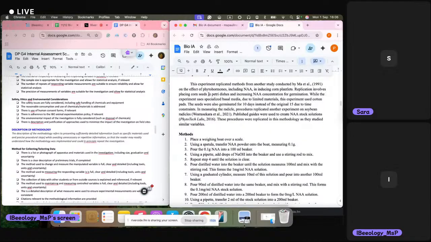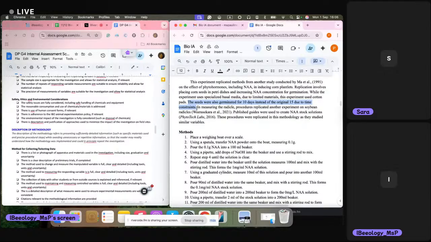The seeds are also germinated for 10 days. Again, why are you repeating this? Instead of the original. This is contradicting: the seeds were also germinated for 10 instead of the original 15. So you did this due to time constraint. It's not the ideal one. It's because you're running out of time.